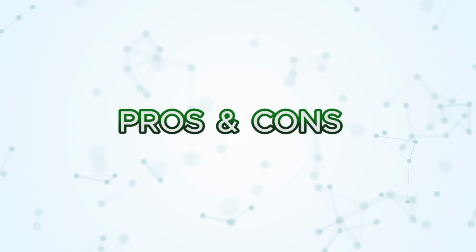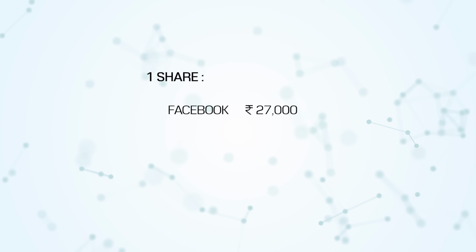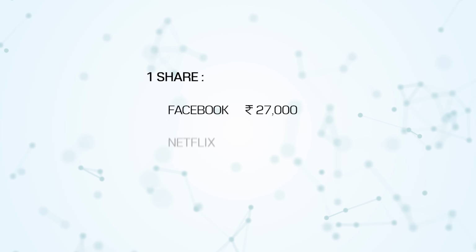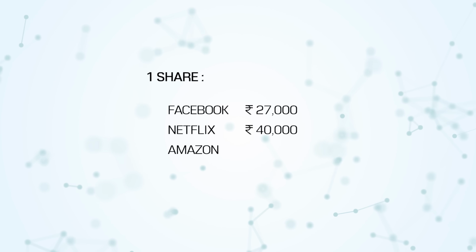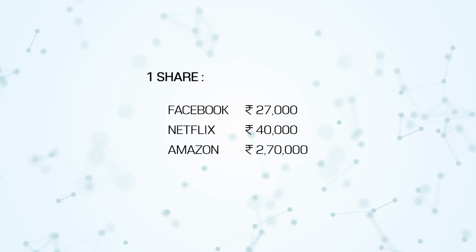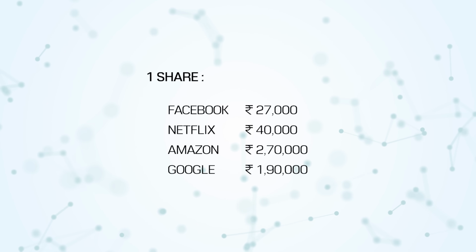What are the pros and cons? Well, definitely there will be pros and cons. The first thing is that if you want to invest in US market, the good quality stocks I'm talking about are very, very expensive. One share of Facebook is about 27,000. One share of Netflix is about 40,000. One share of Amazon is 2,70,000. Google is 1.9 lakhs. Whenever we are talking about US market, how can we forget Warren Buffett?